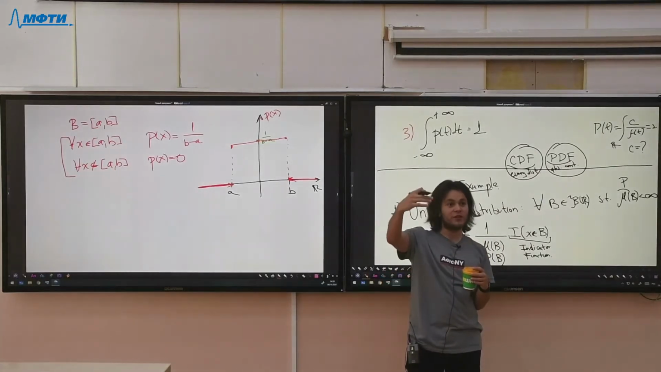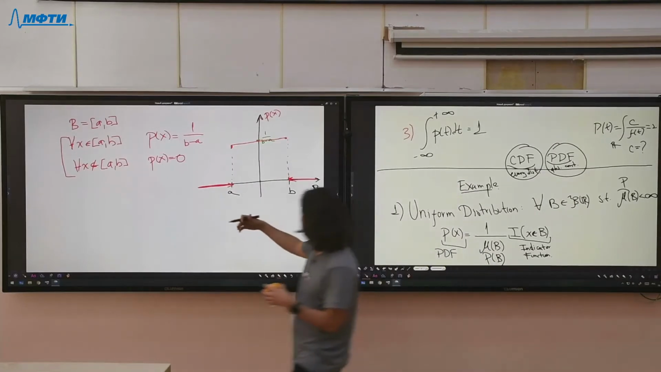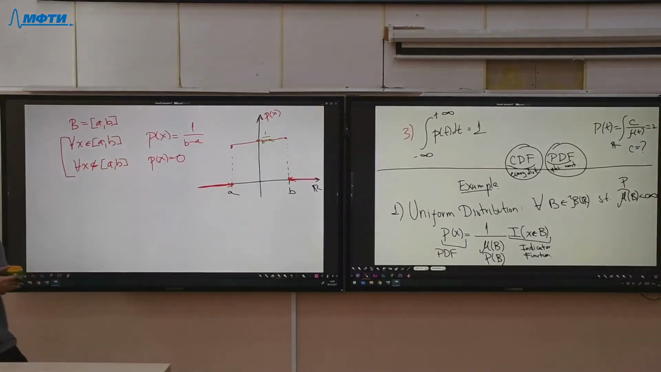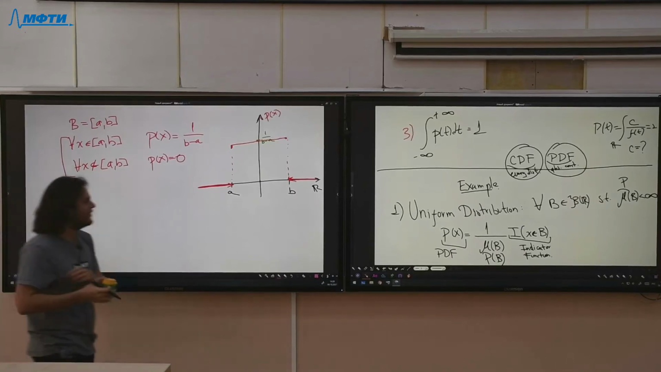Okay, so the properties of the PDF are just, the main one is that the integral from minus infinity to plus infinity should be 1, right? So what is the integral of this function from minus infinity to plus infinity? So it should be 1. Why?